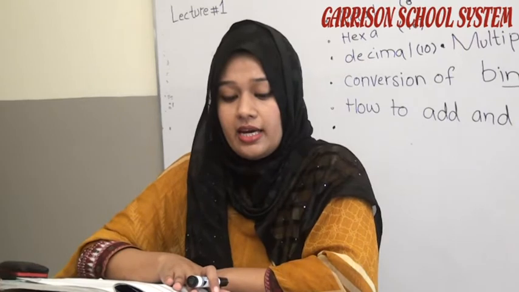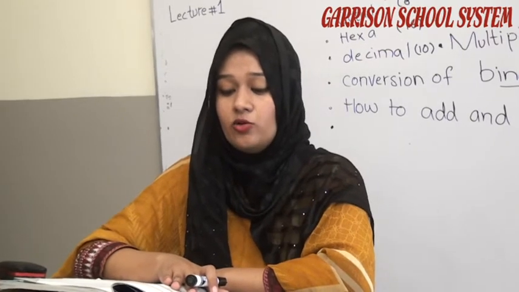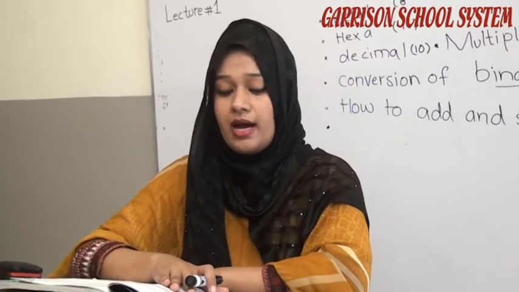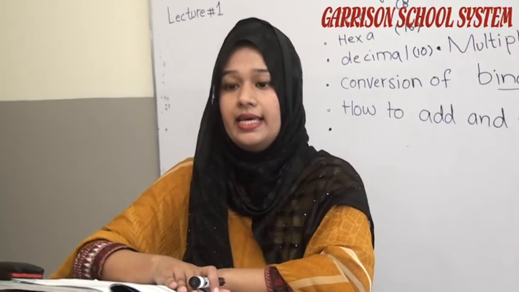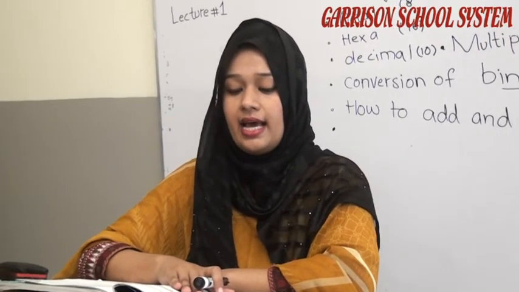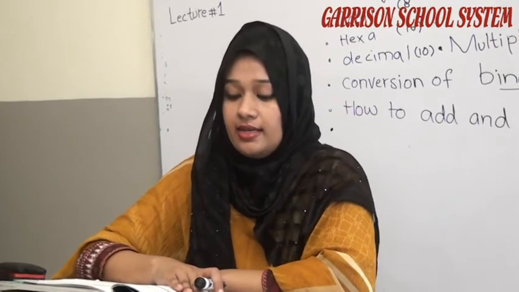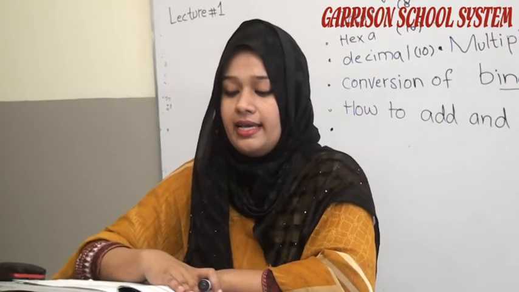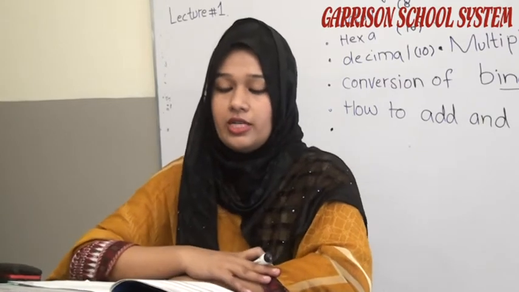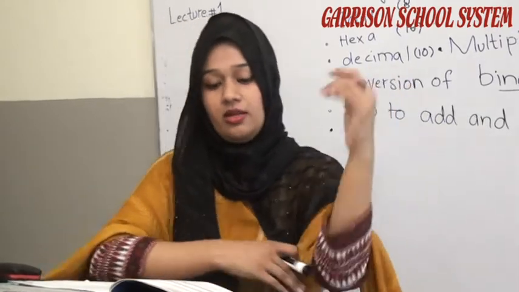We also need to remember that in the hexa system, values 10 to 15 are represented by the letters A, B, C, D, E and F respectively. So 10 is represented by A, 13 by D, and so on. You can see these things in your book.